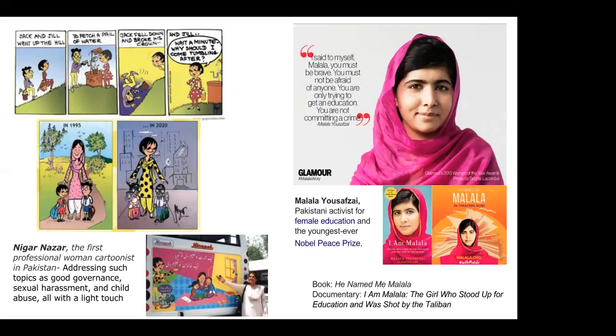And to the right is Malala Yousafzai, the youngest Nobel Peace Prize winner. She is also an advocate for education. She has an amazing upbringing, an amazing story, and she has her own book and her own documentary that we highly suggest. These are just two people who stood out in our research and that we wanted to highlight.